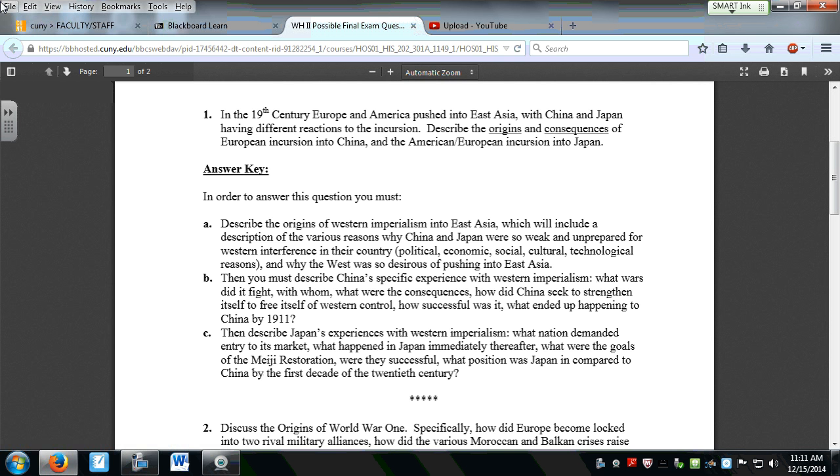what wars did China fight against Western nations to defend its independence? What were the results of those wars? What kind of peace treaties were imposed on China? What were the consequences in China itself after it had been defeated and humiliated by these Western countries? How did the Chinese people react?